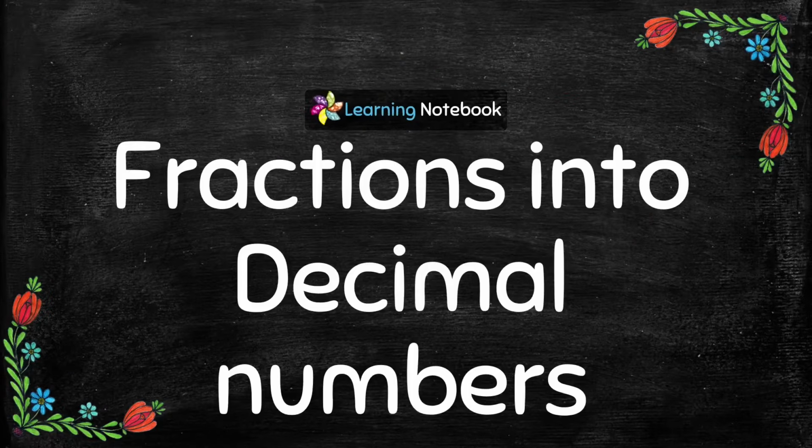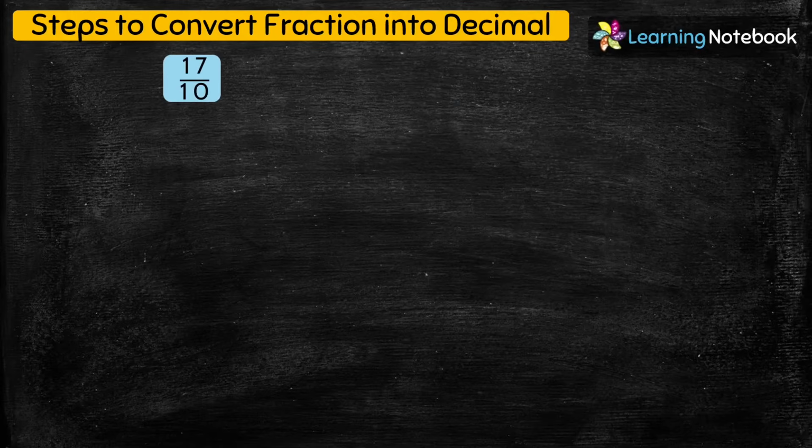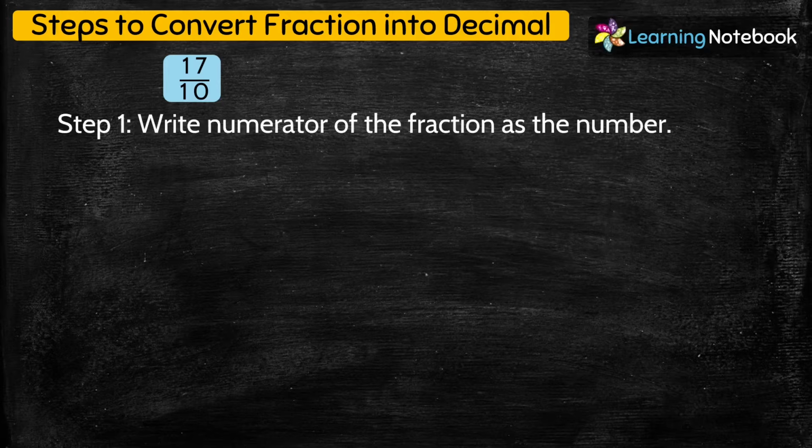Now our next topic is how to convert fractions into decimal numbers. Again students, we have to follow some steps to convert a fraction into decimal. So let's take an example and understand these steps side by side. Question is, convert fraction 17 by 10 into decimal. So in step 1, we will write the numerator of the fraction as the number. So here the numerator is 17. So we will write 17 as the number.